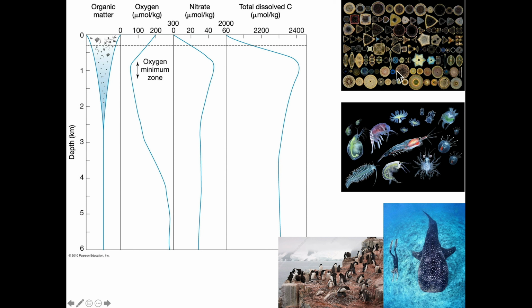The zooplankton and the phytoplankton are in turn consumed by consumers like this. This is a whale shark, which means it's a fish. It's the world's largest fish, in fact, and it feeds on microscopic organisms. Here we have some birds that swim, penguins, and let's see, there's a blue-eyed shag here.